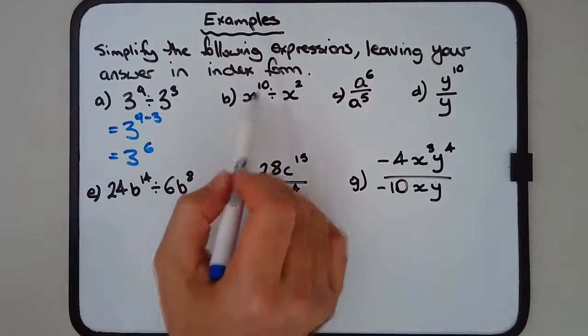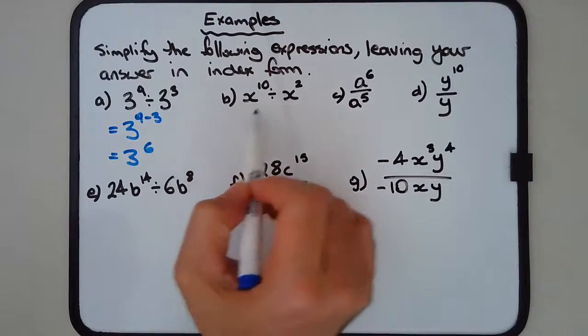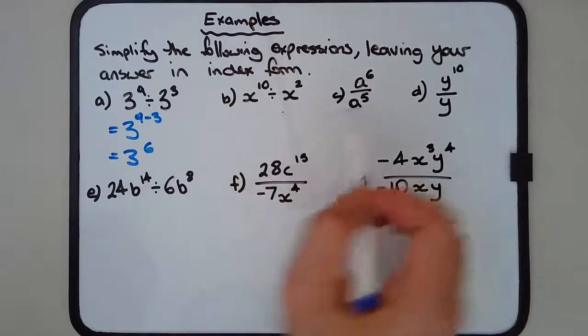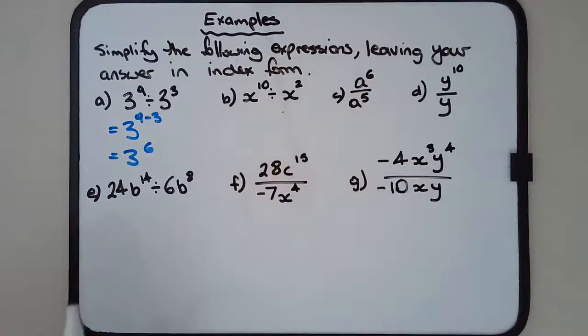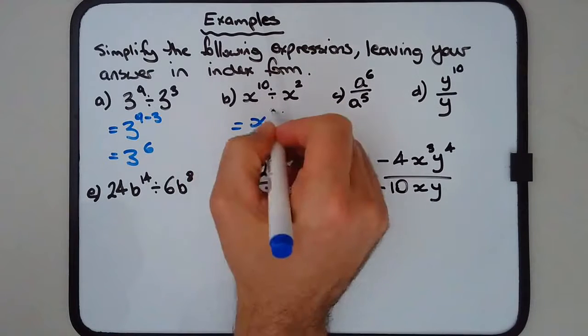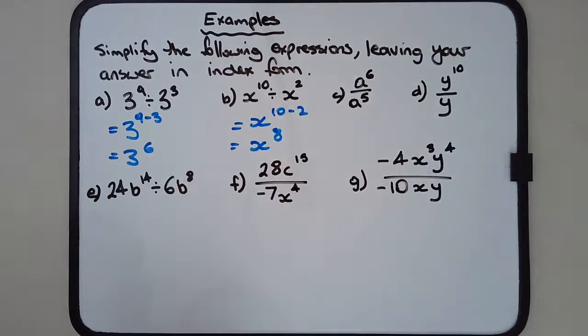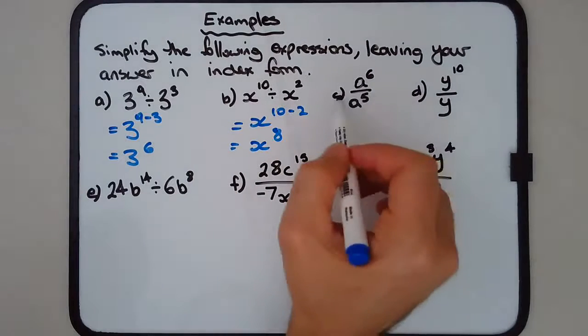Part B, x to the power of 10 divided by x to the power of 2. So it's like saying x times x times x times x times x. There's 10 of them over x squared. How many x's have you got left? Okay, so that's equal to x to the power of 10 minus 2, which is equal to x to the power of 8.